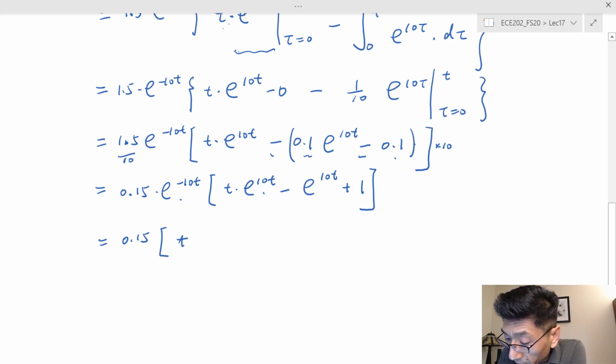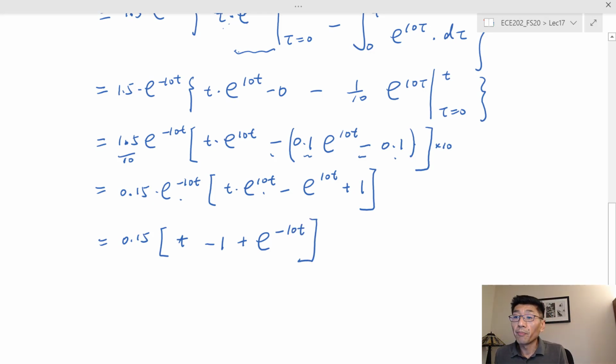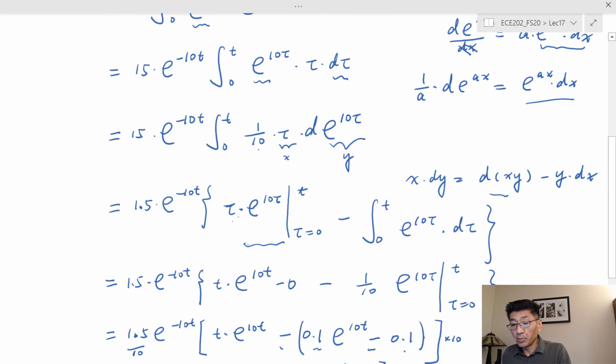So I'm left with t with the first term, and with the second term I'm left with negative 1, and the last term that's plus e^(-10t). So this is the result. This is only correct for t greater than 0, right? For t greater than 0. So that's the output.